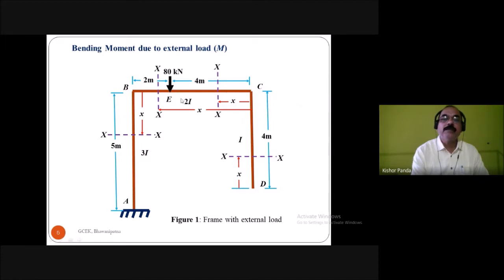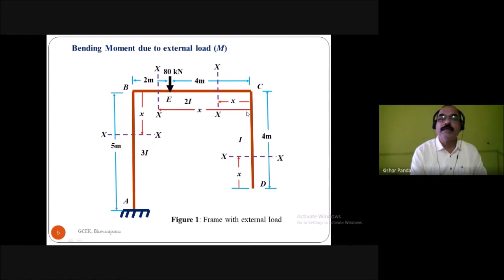and for EC you take the origin as C, and for EB take the origin C. When you are taking the section from the point C, this is the section for EB. So here you have to take the integration limit from 4 to 6. For the EB member, when you are taking the section here, you can take the section from E, and also you can take from the C. When you are taking the section from the E point, you have to take the integration limit from 0 to 2.